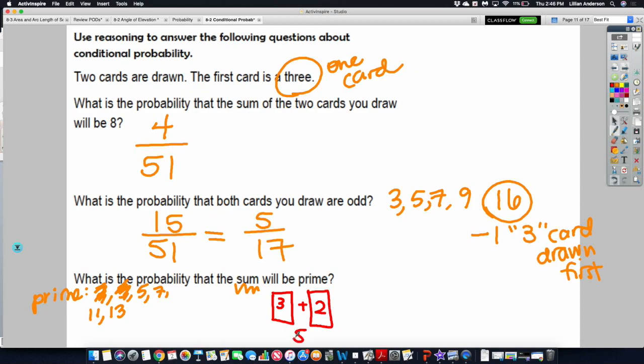That gives me 5. I could add the 4 card. That would give me 7. And I can add the 8 card. That would give me 11 for the sum. So the numbers underneath represent the sum, just to double check behind you. Anything else?